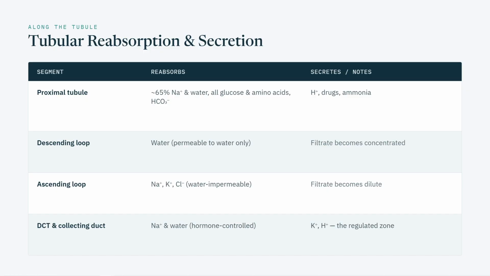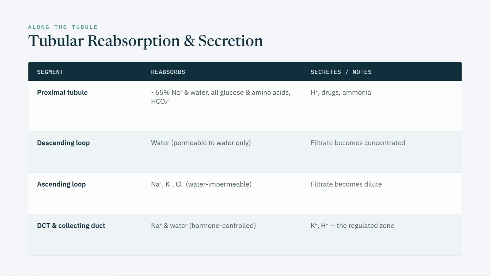Now reabsorption isn't uniform. Each segment specializes. The proximal tubule is the workhorse, about 2/3 of the sodium and water, and essentially all of the glucose and amino acids get reclaimed right here. In the loop of Henle, the descending limb reabsorbs water only, so the filtrate gets saltier. The ascending limb does the opposite. It pumps salt out but blocks water, so the filtrate gets diluted.